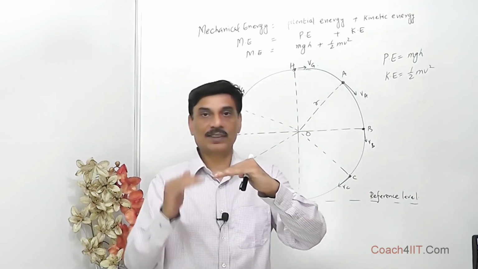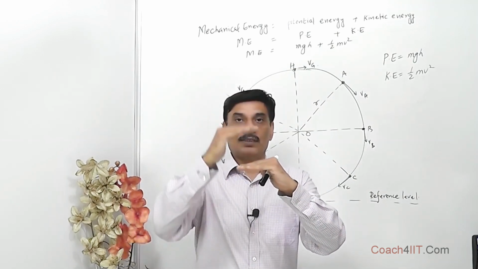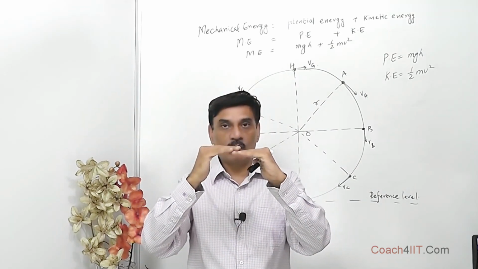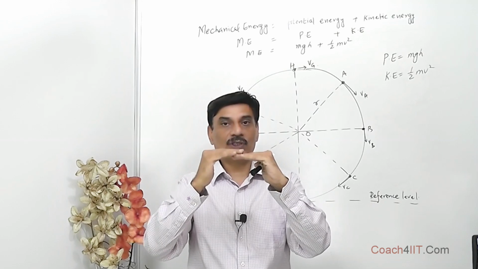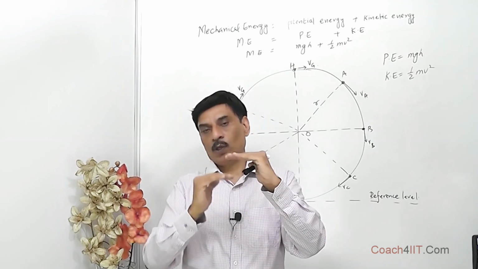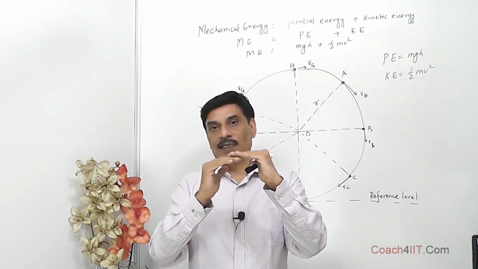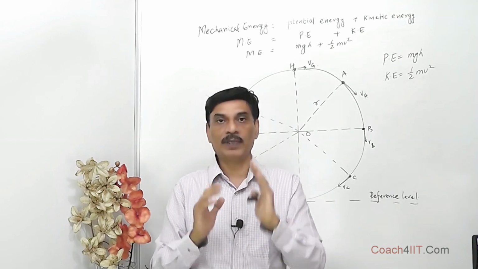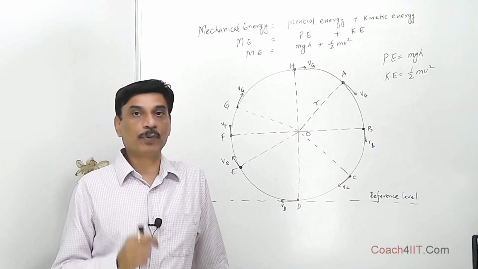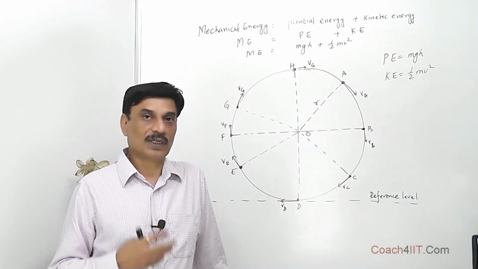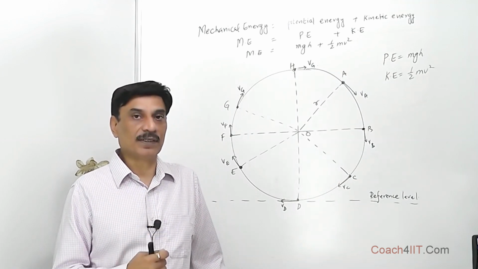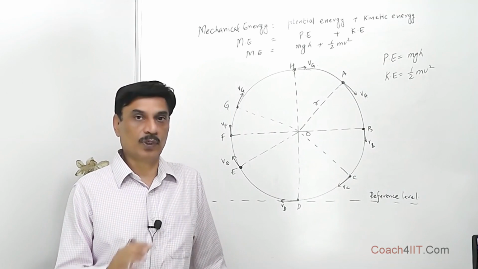If the body is above the reference level, then h is positive and mgh is going to be positive. If the body is at the reference level, then the height is 0, so mgh is going to be 0. If the body is below our reference level, then h is negative and potential energy is going to be negative. Whereas kinetic energy is half mv square, where v, though we say velocity, is the magnitude of velocity, that is speed. So half mv square is always going to be positive.